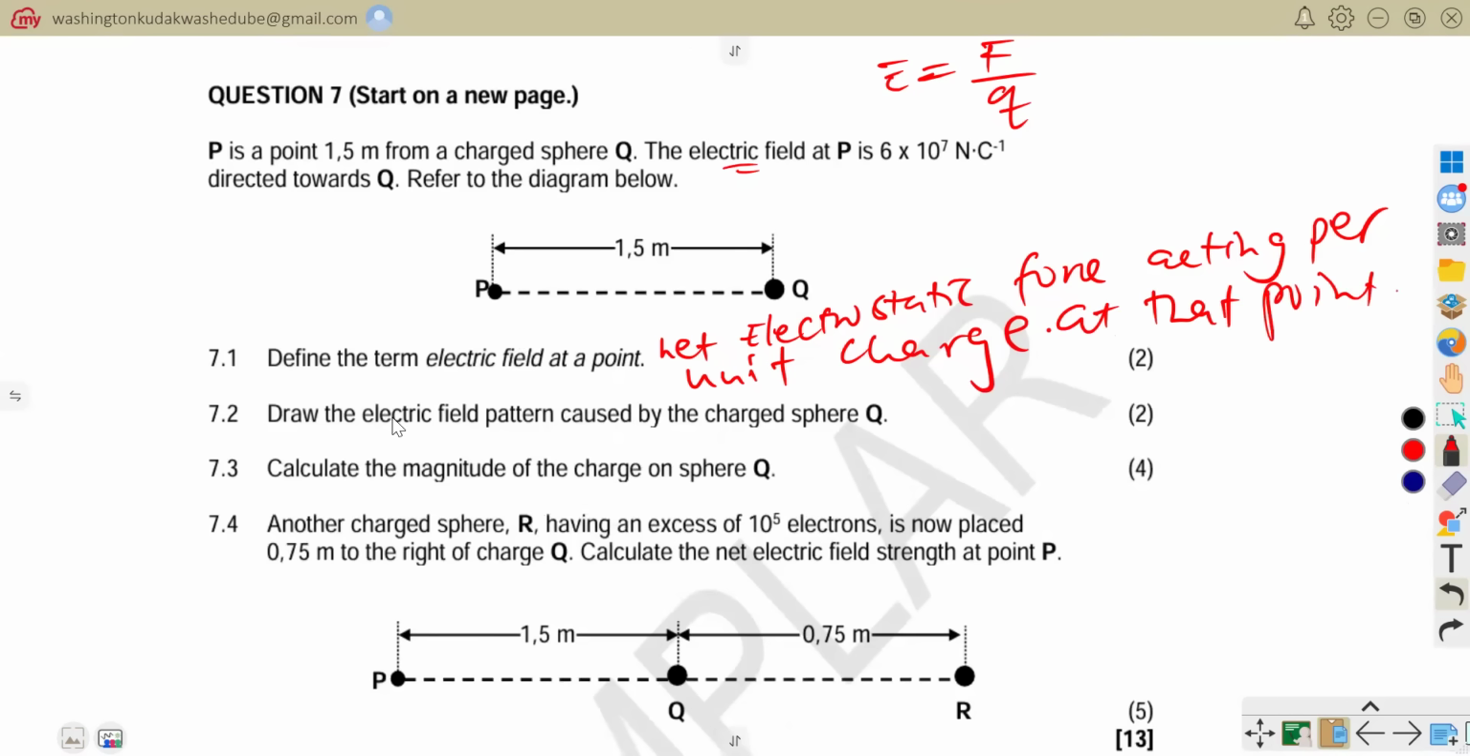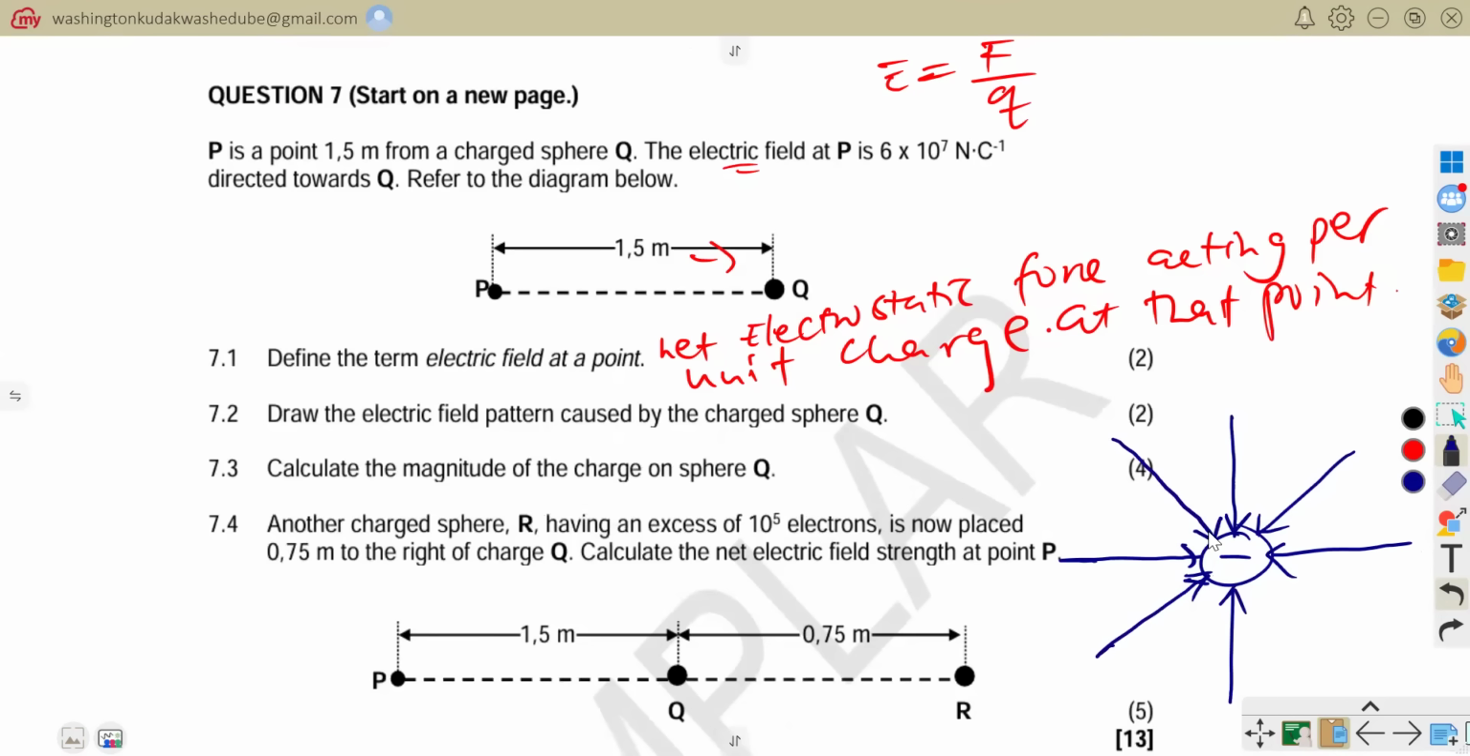So this is just a sketch, guys. You are not supposed to be very elaborate on it. You are just supposed to draw an accurate sketch that would represent exactly what's happening. So that is how you would have drawn that diagram. That is for question number 7.2. Now they are saying calculate the magnitude of the charge on the sphere Q. The magnitude of the charge on the sphere Q. Now what we are given here, let me take this one this side.